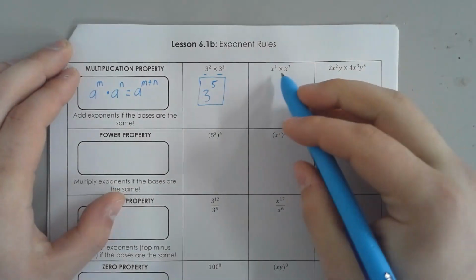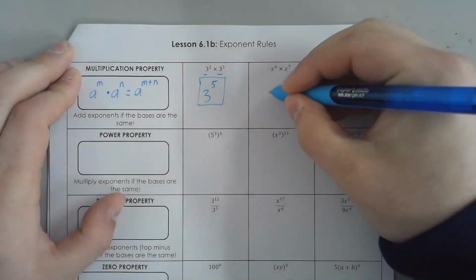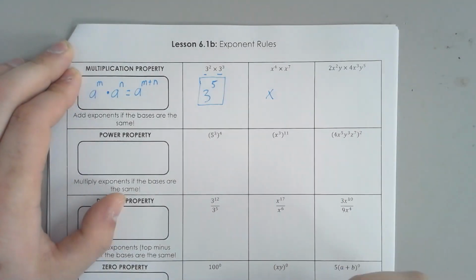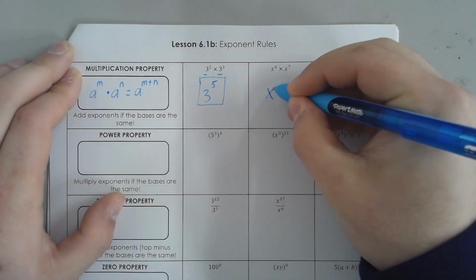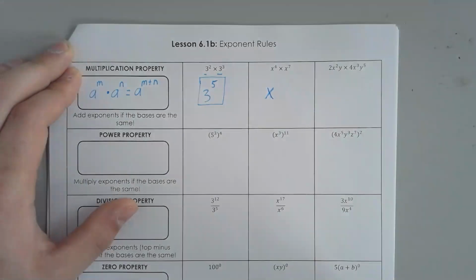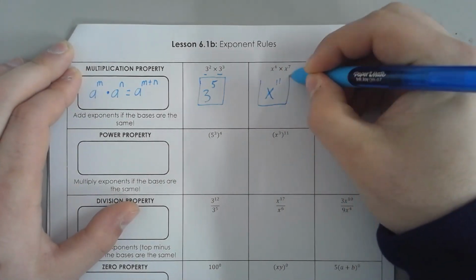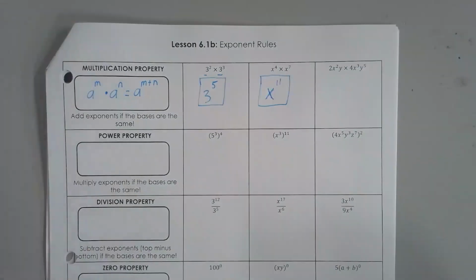So let's look at these. Here our base is X. So X is like our A. And then our exponent is a 4 and a 7. So 4 plus 7, 11. X to the 11th.